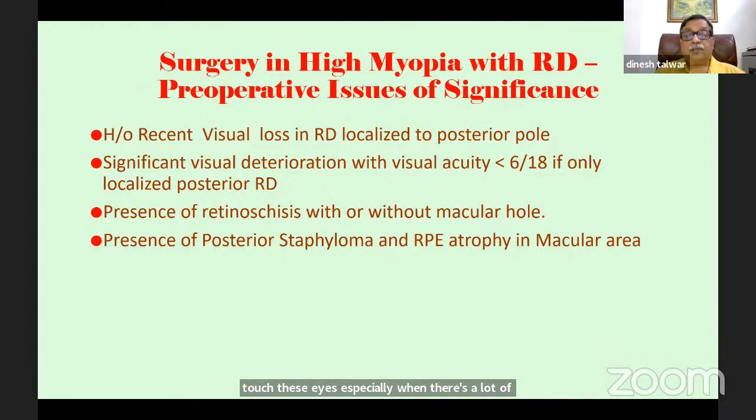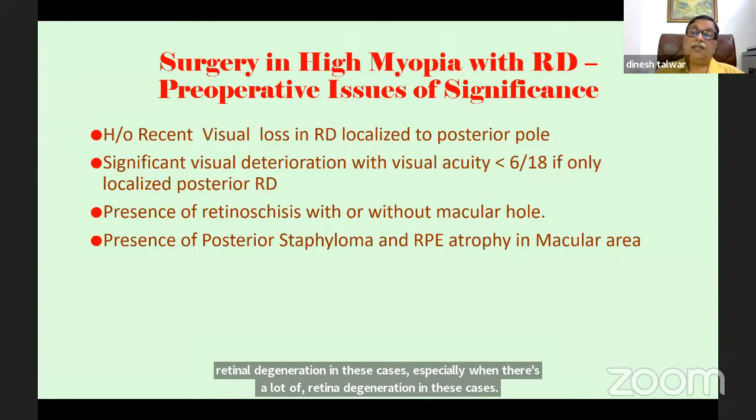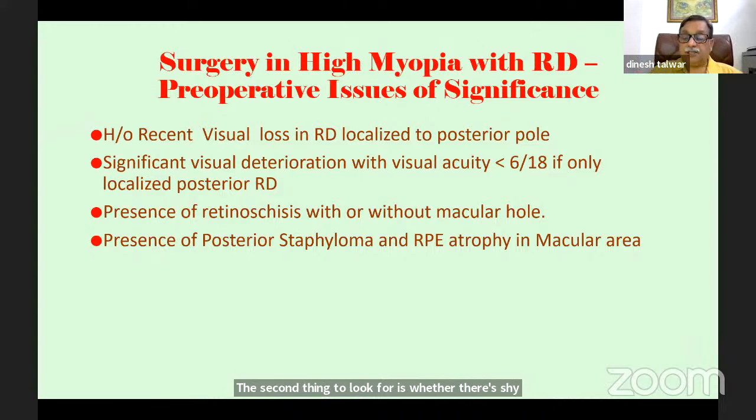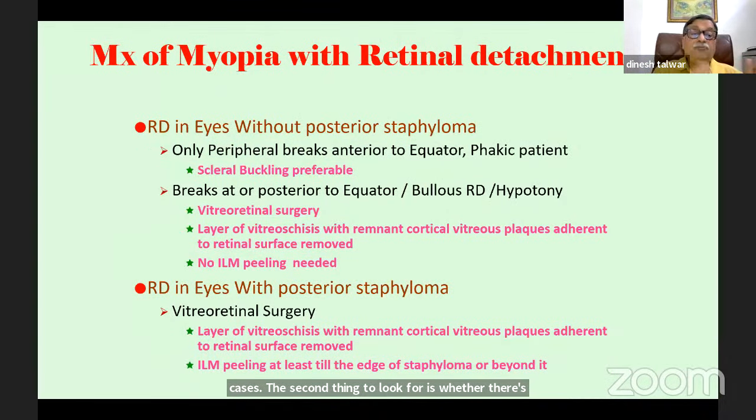The second thing to look for is whether there's schisis with or without a macular hole. And lastly, what will make a difference to how you manage depends on whether there's a posterior staphyloma and how much is the RPE atrophy in the macular area. Eyes which have an RD without a posterior staphyloma, only peripheral breaks anterior to the equator, and the patient is phakic, all you need to do is a scleral buckling. You don't need to do anything else for these patients. Eyes which have breaks posterior to the equator, or if they cause a bullous RD or there's a lot of hypotony, vitreoretinal surgery is the way to go.